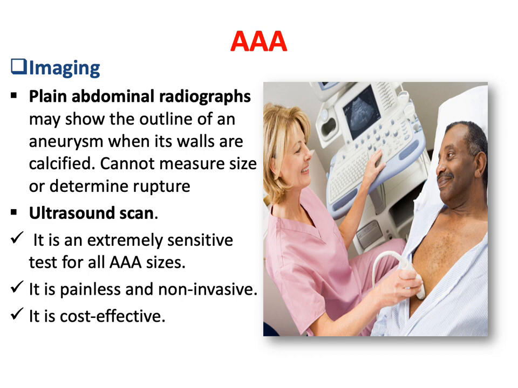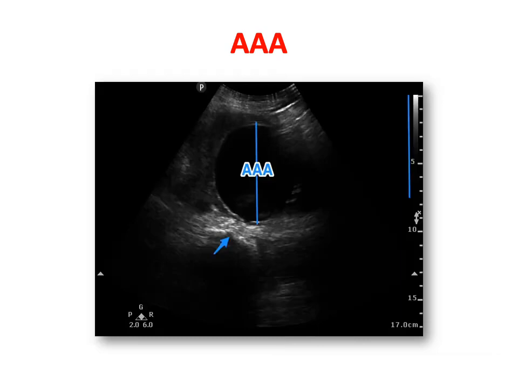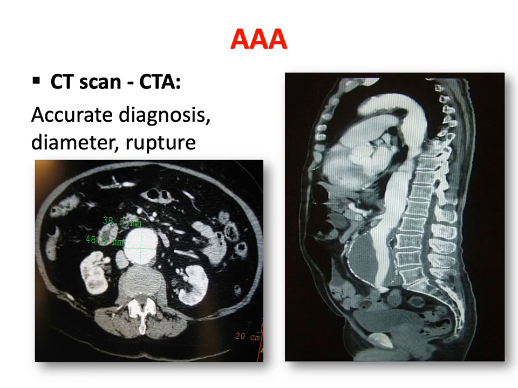Abdominal ultrasound is an extremely sensitive test for all AAA sizes. It is painless, of course, and non-invasive, and it is cost-effective and highly diagnostic. This picture showing AAA diagnosed by an abdominal ultrasound.